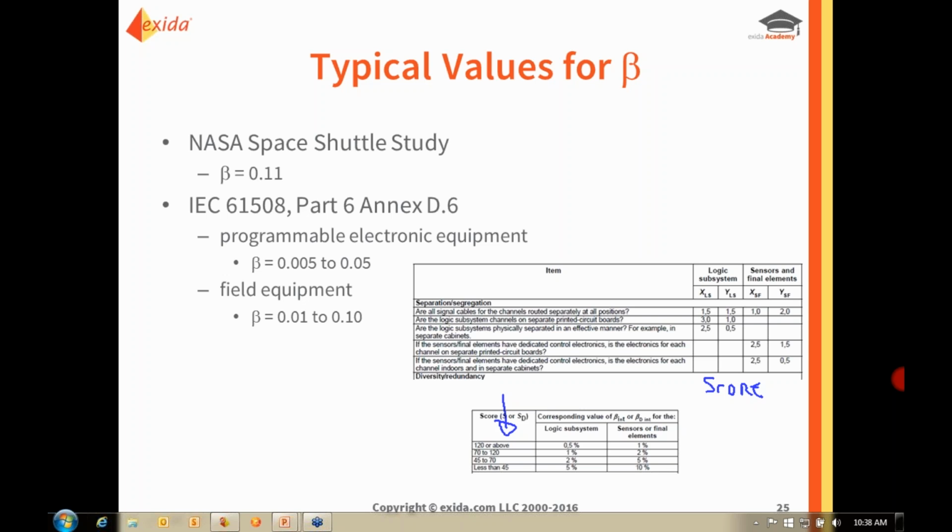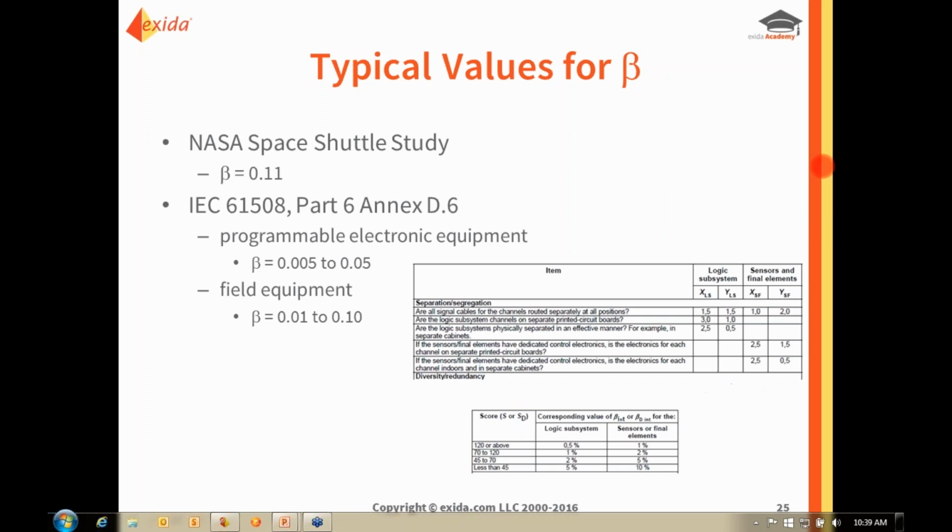Having said that, based on the scores that we can achieve for the different statements made, we cannot get a score that is 120 or above. So practically, our common cause failure rate is going to be 2, 5, or 10% per the standard. Now, this is an informative part of the standard. This is not normative, but it's a good way to come up with a common cause factor and at least give you an idea as to what could be the common cause factor that you should consider.